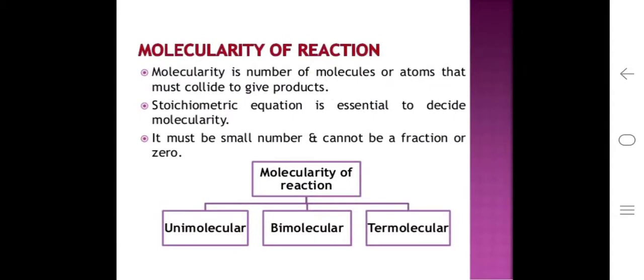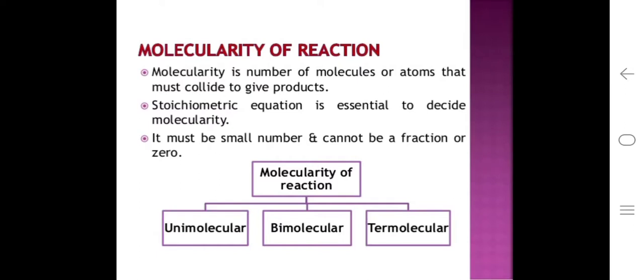Molecularity of reaction: molecularity is the number of molecules or atoms that must collide to give product. Stoichiometric equation is essential to decide molecularity. It must be a small number and cannot be a fraction or zero.